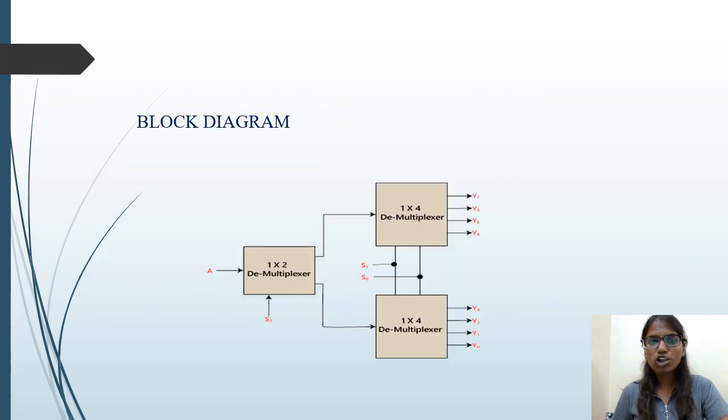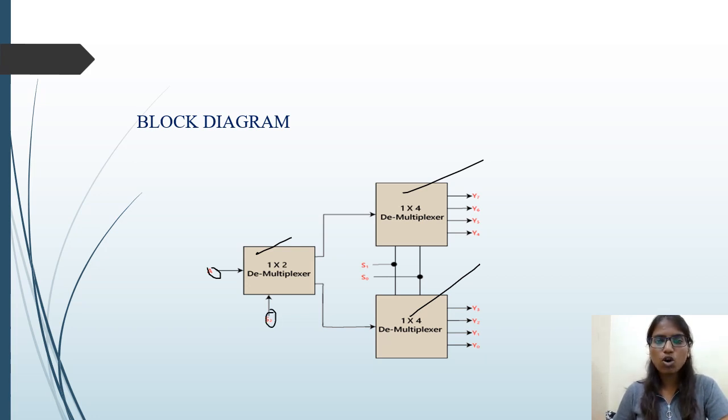Next, the block diagram of creating 1 is to 8 demultiplexer using 1 is to 4 demultiplexer and 1 is to 2. Here we use two 1 is to 4 demultiplexers and one 1 is to 2 demultiplexer. A is the input and we are using 1 selection line S, so we'll get 2 outputs. One output is connected to one 1 is to 4 demultiplexer, and the other output is connected to another 1 is to 4 demultiplexer.